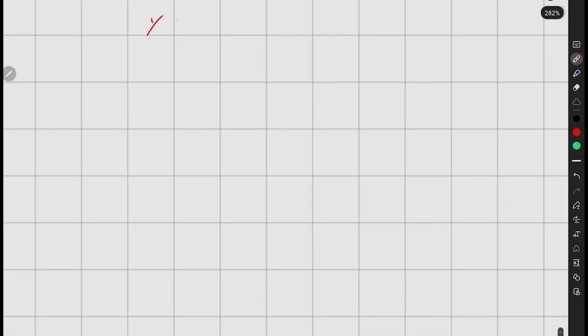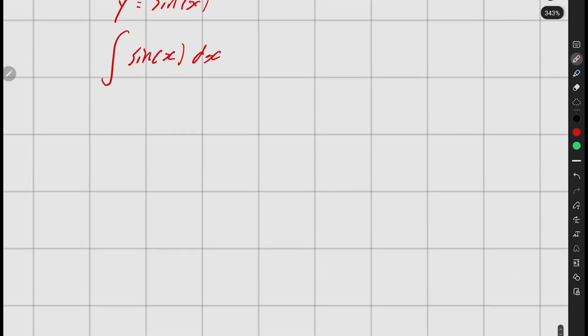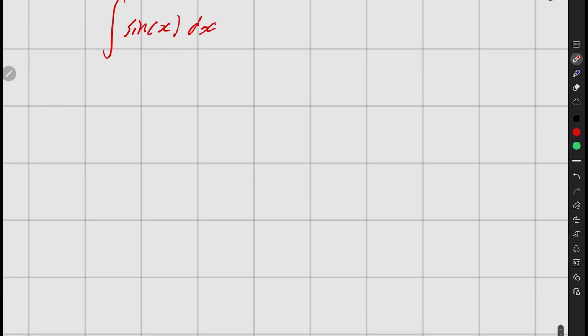So let's say you were asked to find the integral of, and by the way, I want you to pause the video and give this one a go yourself. You're asked to find the integral of sine of x. So when we're integrating this, write it down: integral of sine of x dx. From our table of integrals, we know sine of x is going to integrate to negative cosine of x, and don't forget your plus c.